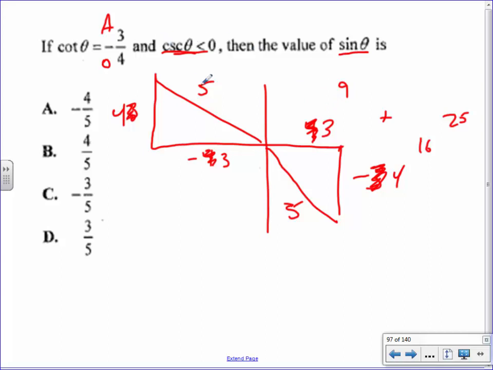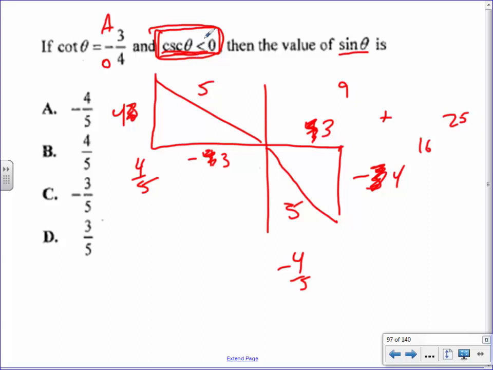So then, sine of theta, if it's in this quadrant right here, would be negative 4 over 5. But if it was in this quadrant right here, it would be 4 over 5. So I need to know which one it is. And that's where this comes in. This says that cosecant has to be less than 0. What does that mean?